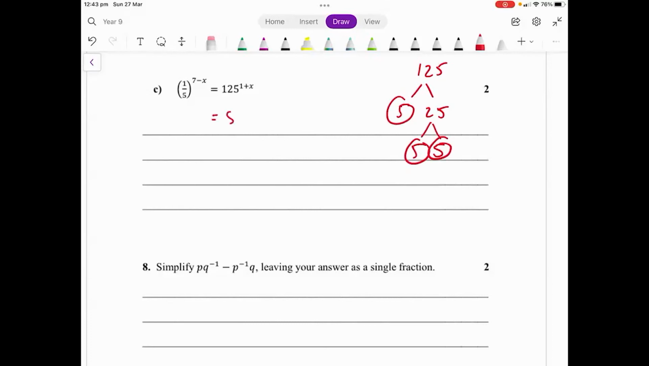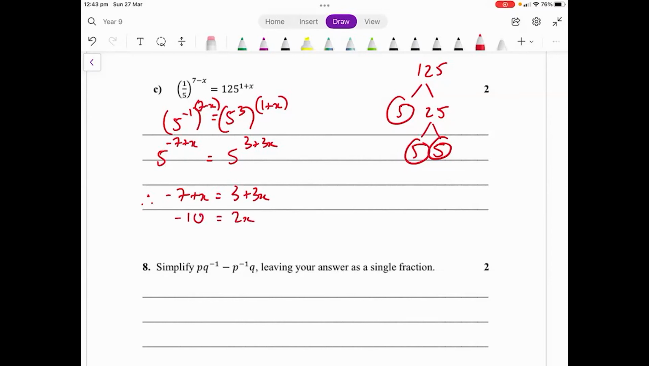So it becomes 5 to the power of minus 7 plus x. On the right hand side, 125 becomes 5 to the power of 3, and then when I expand those brackets, it becomes 5 to the power of 3 plus 3x. Then you equate the powers, so minus 7 plus x equals 3 plus 3x. Bring all the x's to one side, bring all the numbers to the other side, and you get minus 10 equals 2x, or x equals minus 5.